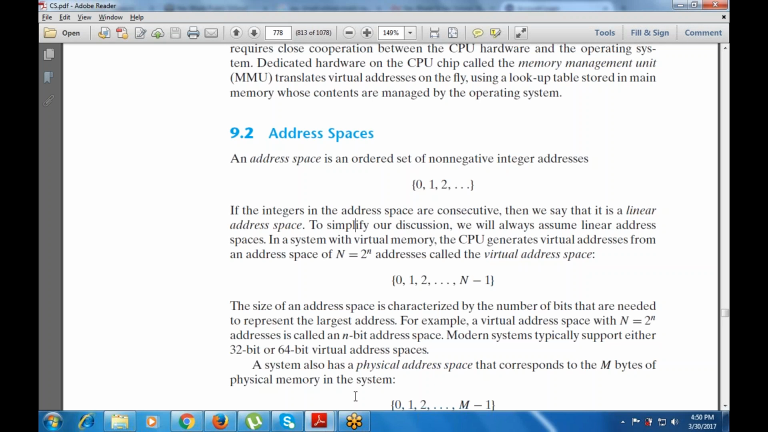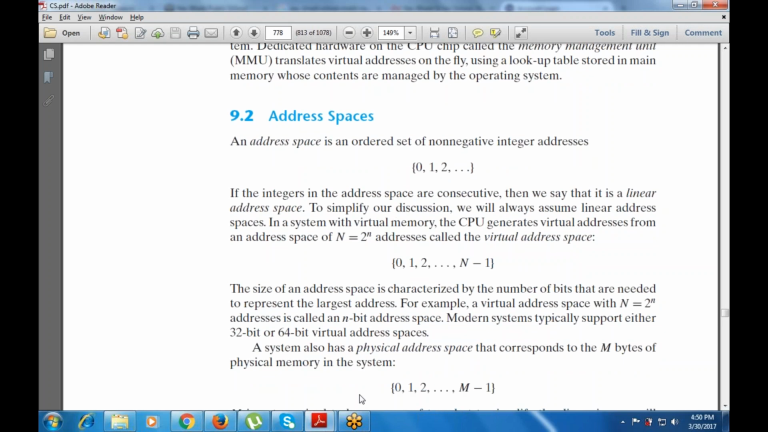The CPU generates virtual addresses from an address space of N = 2^n addresses, known as the virtual address space. The size of an address space is characterized by the number of bits needed to represent the largest address. For example, a virtual address space of N = 2^n addresses is known as an n-bit address space, and modern systems typically support either 32-bit or 64-bit virtual address spaces.